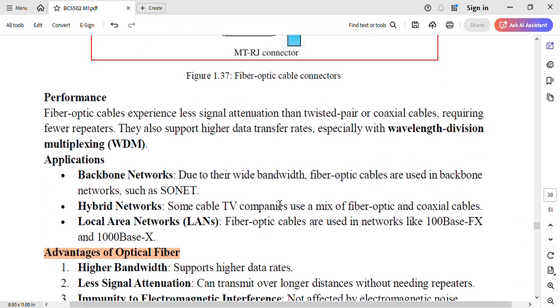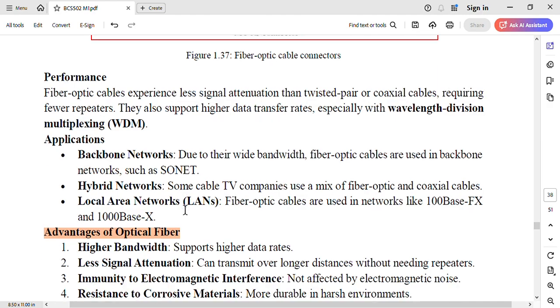Performance-wise, we utilize wavelength division multiplexing, WDM, and some of the applications are backbone networks, hybrid networks, and local area networks.